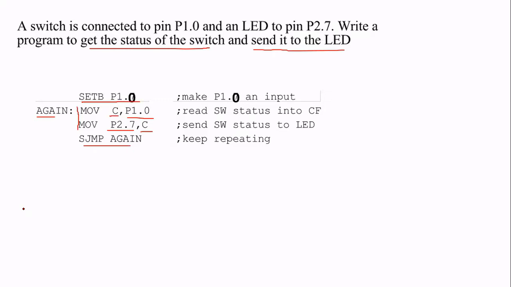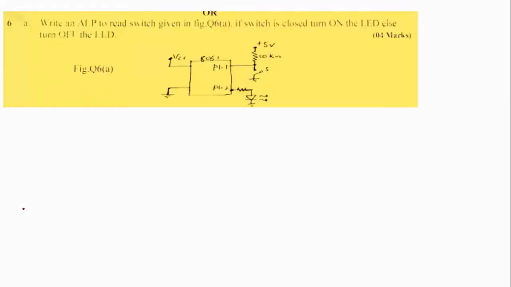In the previous two examples, we checked the status of the switch and moved N or Y based on the status. In this example, we are checking the switch and moving it to the connected LED. This is one of the questions from VTU. Let me read out the question. Write an ALP to read the switch given in the figure. This is the figure given. If the switch is closed, turn on the LED, else turn off the LED.